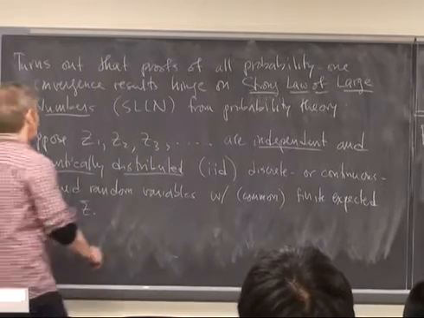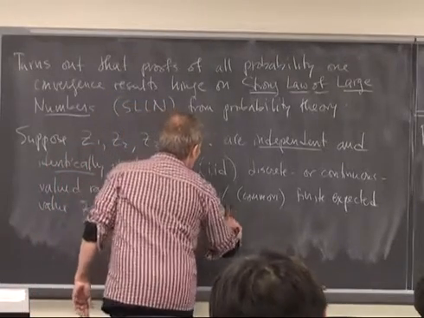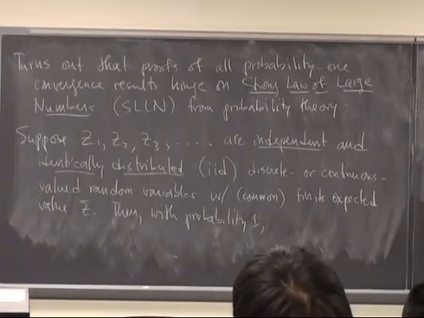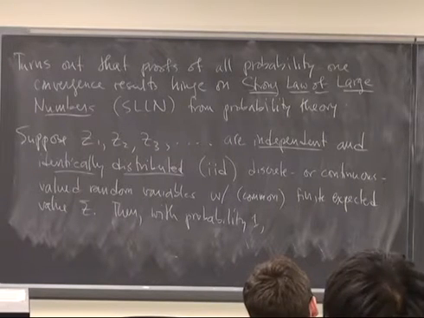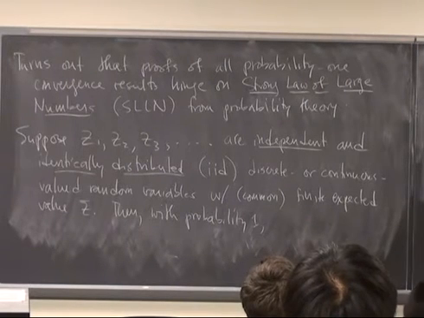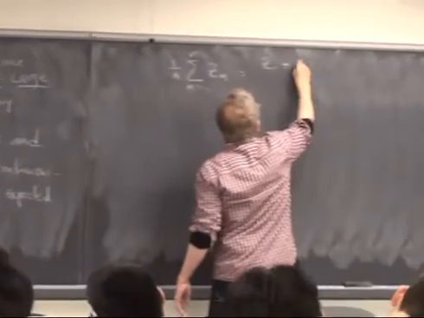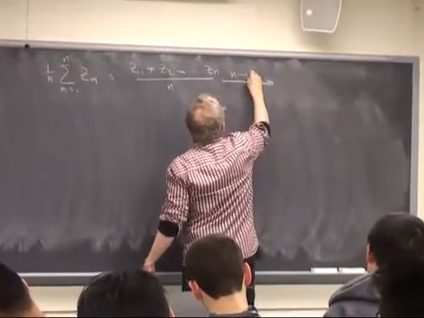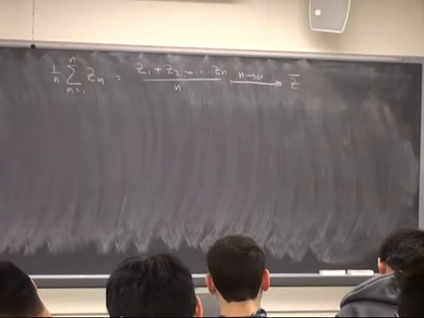Then the following is true. With probability 1, if I take 1 over n times the sum from m equals 1 to n of zm, which of course is just z1 plus z2 plus zn divided by n, this converges as n goes to infinity to z bar. That's the strong law of large numbers.